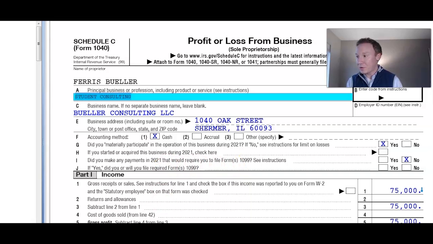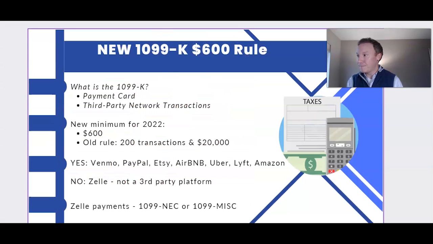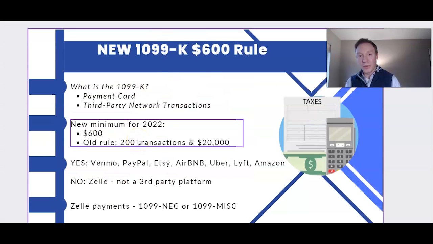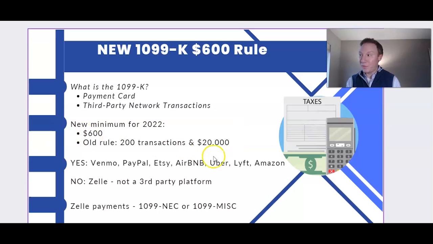I'll go back to my original slide here. The rules started January 1st of 2022. And just be cautious. The IRS is going to be expecting these companies to issue hundreds of thousands more of these 1099K forms than they have in the past, because the limit now is $600. Before it was $20,000. So it's a lot less. And the IRS is now expecting to catch more people not reporting their income.